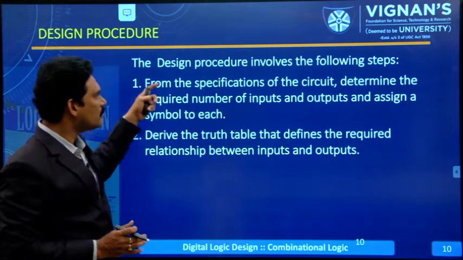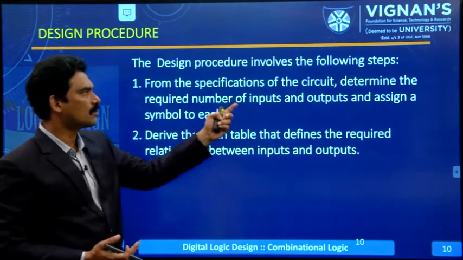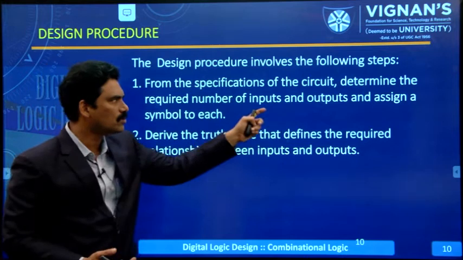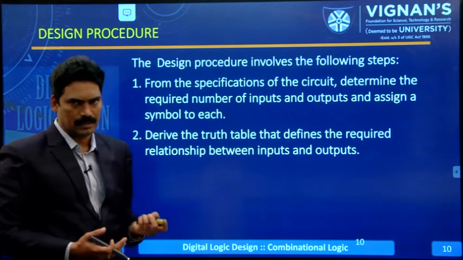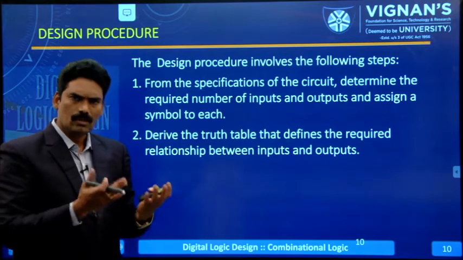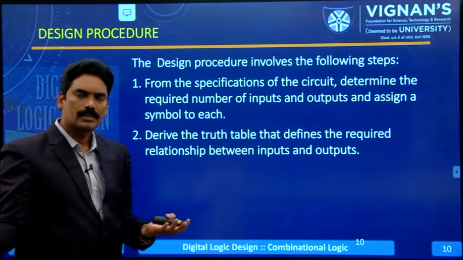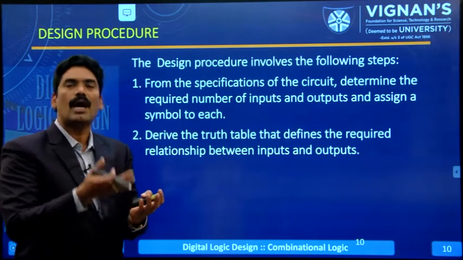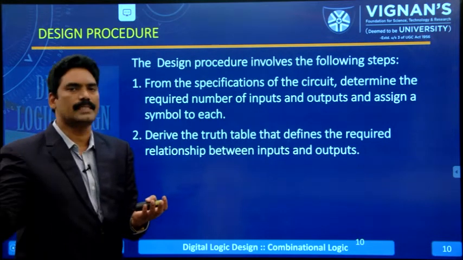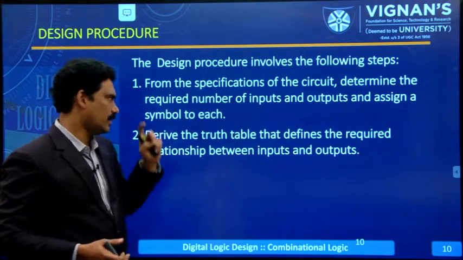From the specifications of the circuit, that means half adder. Given the specification of the circuit, determine the required number of inputs and outputs, and assign symbols for them. Assigning symbols means, for a half adder, we consider two values A and B as the input variables, and the output variables are S and C, sum and carry. That's how we assign a symbol for each.